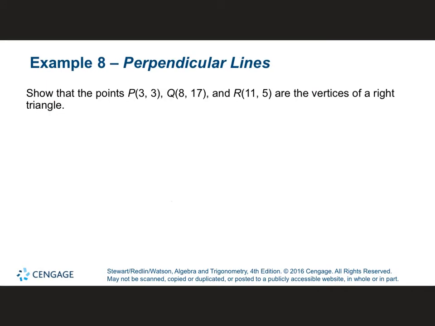For our next example, we're showing that the points P, Q, and R are the vertices of a right triangle. By doing this, we're going to take P and R and find the slope of those, and then take the slope of Q and R, and see if they are opposites and reciprocals, because perpendicular lines intersect at a 90-degree angle, and in a right triangle we have 2 lines that form a 90-degree angle. So we want 2 lines that are perpendicular to each other.